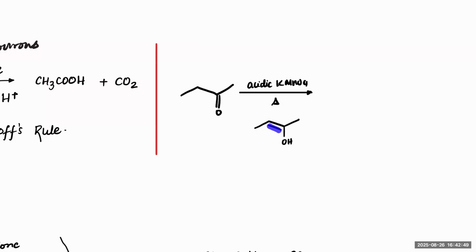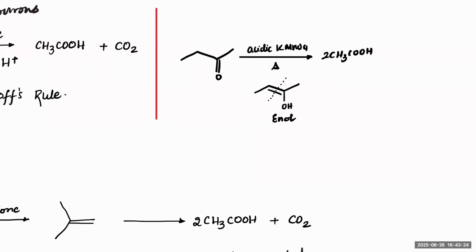Now, getting a double bond here is more stable, isn't it? Because here there is no hyperconjugation. But if you put the double bond here, you'll have hyperconjugated support. So you need to make a more stable alkene, right? And this is that more stable enol form. And then you start breaking the bond. As you start breaking the bond, this part will become acid, this part will become acid. So basically, you will get 2 moles of CH3COOH. This is the product. And this is the major product here.